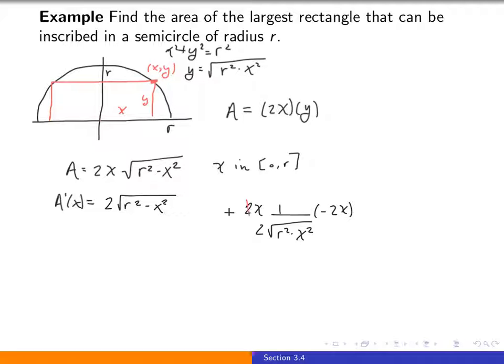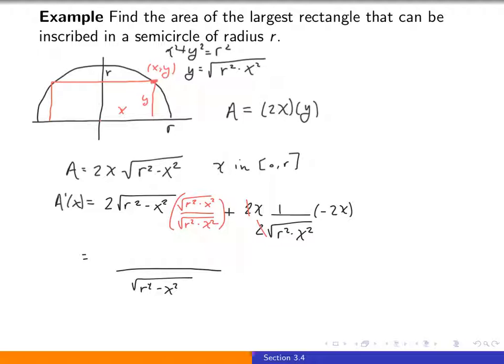So we have a 2 over 2, which cancels. But in order to maybe work with this derivative as efficiently as possible, we want to combine into a single term. And that is get a common denominator. So I'm going to take the first portion, and I'm going to multiply it by 1 in a fancy way. Square root of r squared minus x squared over the square root of r squared minus x squared. So we get now a single fraction with denominator square root of r squared minus x squared.